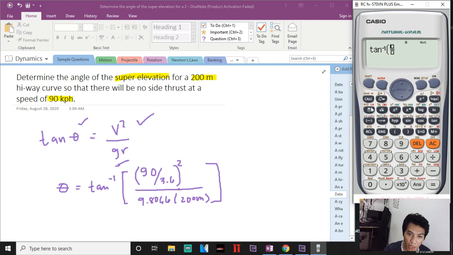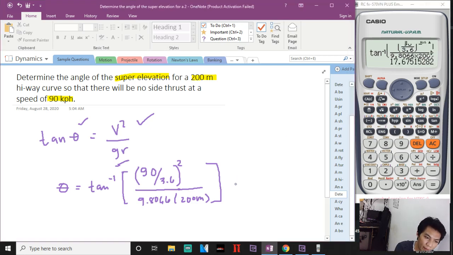Tapos yung taas, will be square muna natin. So, 90 divided by 3.6 to make it simple. Lalabas din in meter per second para no further conversions pa ng pagko-convert. Para dire-diretso ang calculation, 9.8066. I-multiply natin ng 200. Dapat maliit to sa 1. 17.68. So, dapat ito yung iyong banking of curve para hindi siya mag-skid palabas or mag-overshoot ang tawag doon.